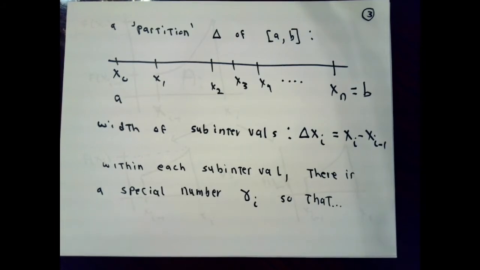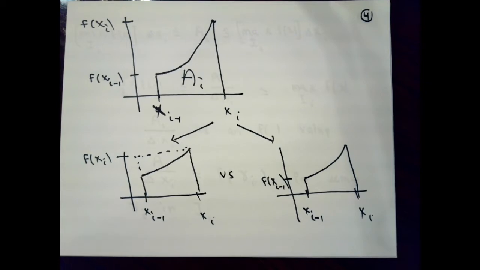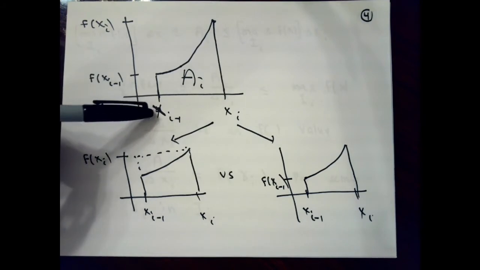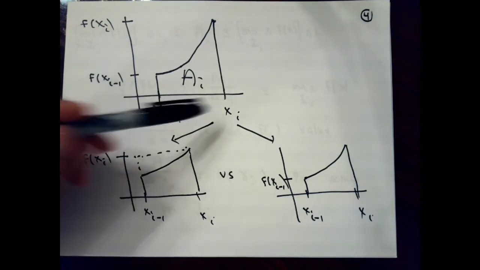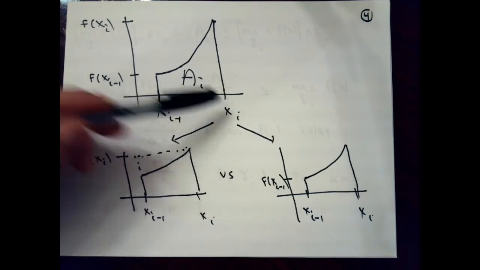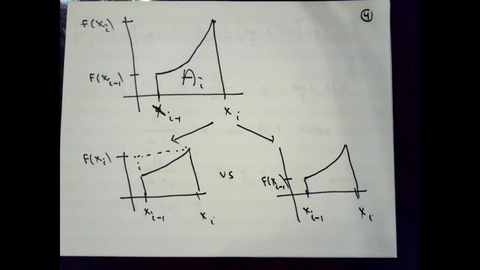Now, there is some logical development to be done here, so I'm not going to be able to finish the sentence just yet. We'll have to talk about some stuff. Within each subinterval, there's going to be a special number that I'll call gamma number I, so that something happens, but at this moment we can't finish that sentence. If I just look at subinterval number I, it starts at x number I minus 1 and ends at x number I. There's a certain amount of area to go with that.